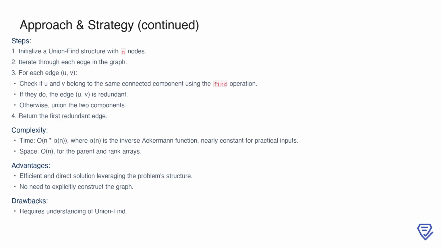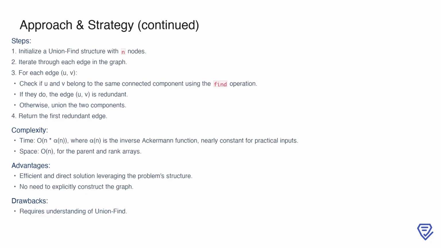If not, we unify the two components using the union operation. The process continues until we identify the redundant edge. This approach is highly efficient, with a time complexity of O(n * alpha(n)), where alpha(n) is the inverse Ackermann function, which grows extremely slowly and is almost constant for practical purposes. The space complexity is O(n), used for the parent and rank arrays.